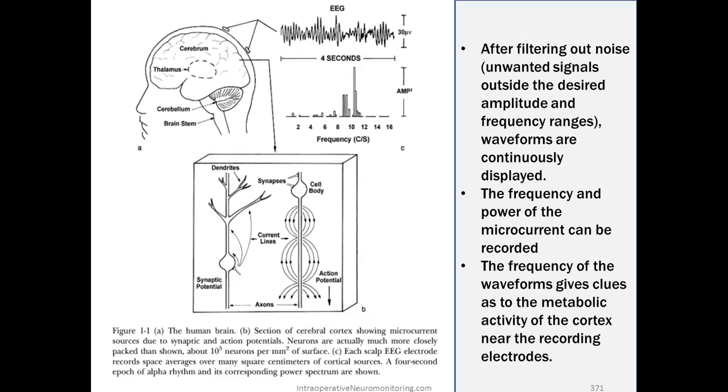A 4-second epoch of alpha rhythm and its corresponding power spectrum are shown. So here we have the raw EEG for 4 seconds. Here we have it broken down into how much power or amplitude per waveform and frequency. So we can see that in the alpha range, we have the dominant and largest amplitude occurrence in that range there.